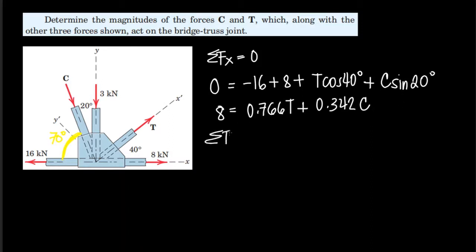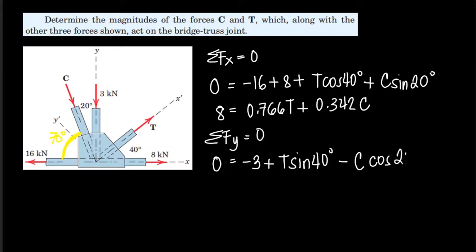Now, you have all the components along the y. So, that is 0 equals 16 and 8. They are horizontal, so no need to include them. 3 is pointing downward, so that's negative 3. C is pointing downward, so that is, later. T is pointing upward, that's positive, T sine 40. For the y-axis, or y component, we use sine. Meanwhile, C is pointing downward, so negative C. But what I will use now is cosine 20 degrees.